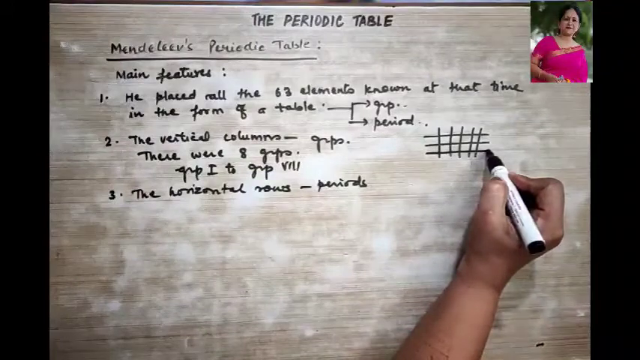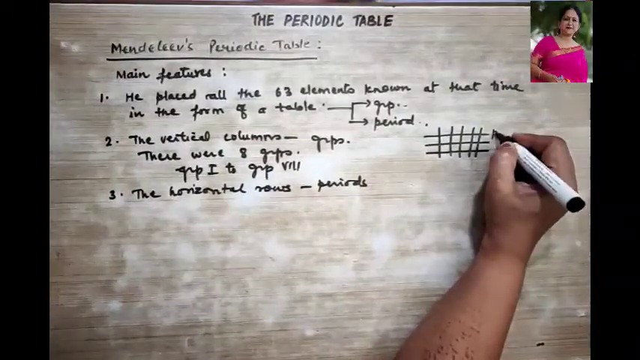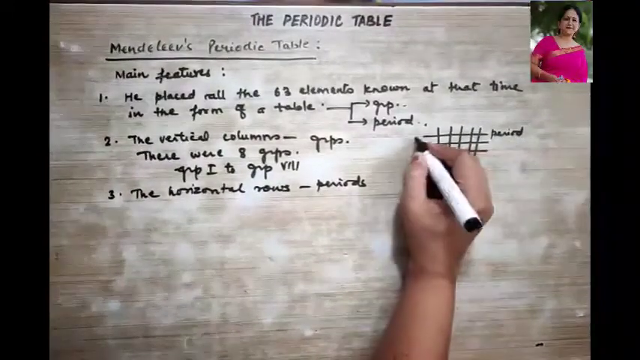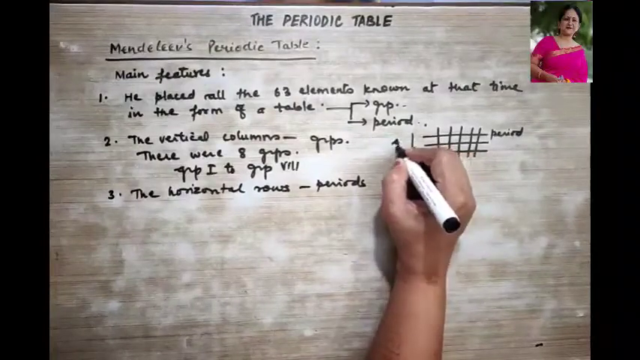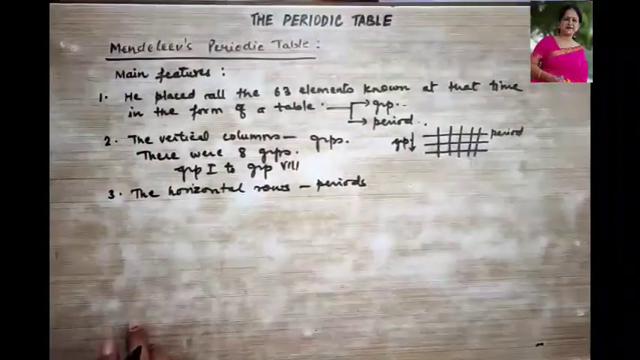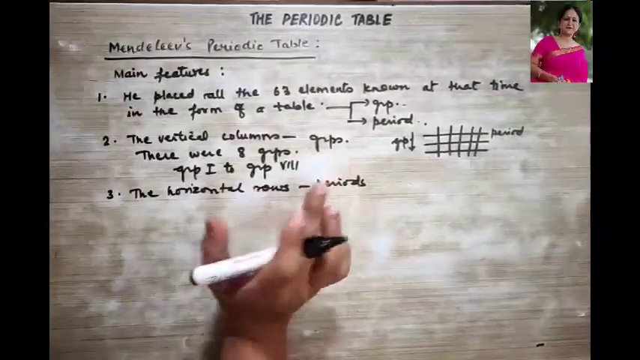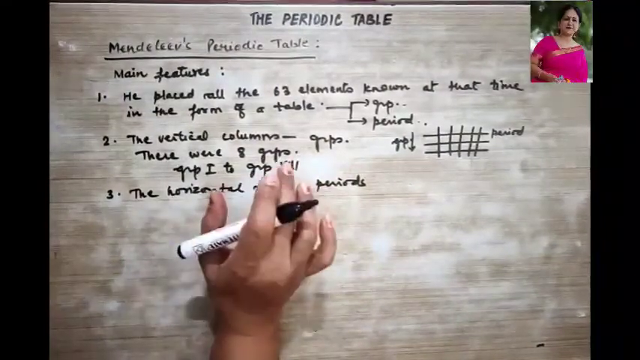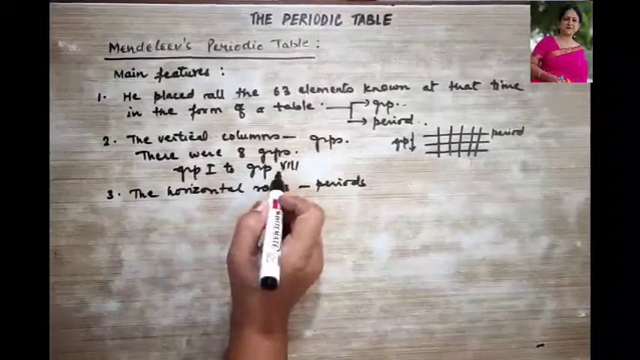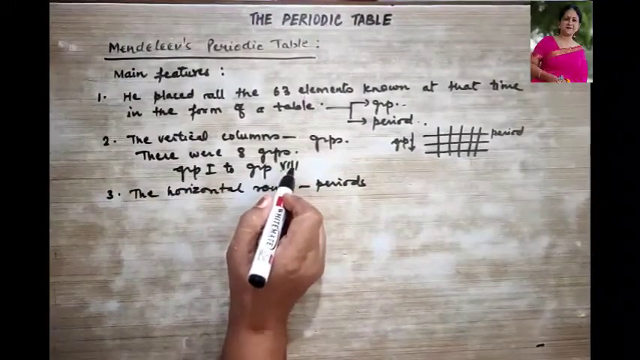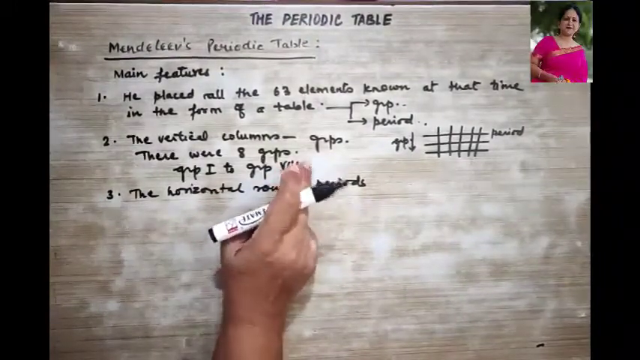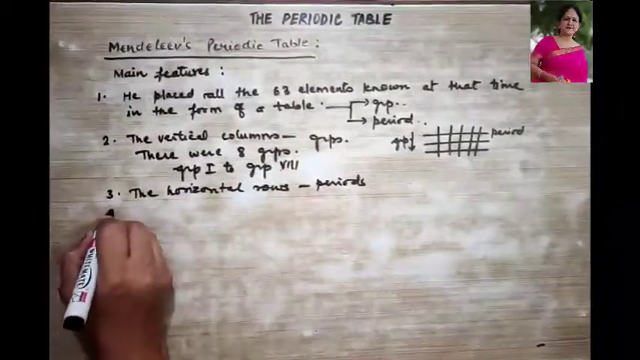So this way when we move, we term it as a period, and when we go from top to bottom, we say it is a group. I hope this is very clear to you. Okay, then the elements that he had placed in the subgroups of the 8th group, they all had similar properties. This you should remember. Then this was the third point.